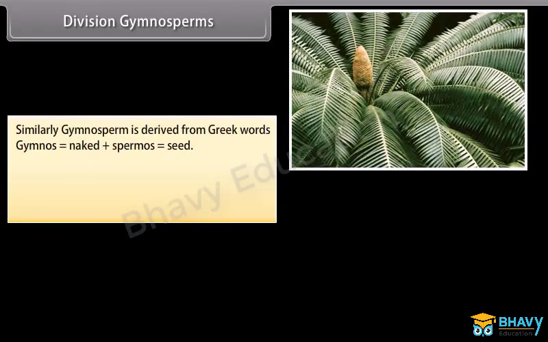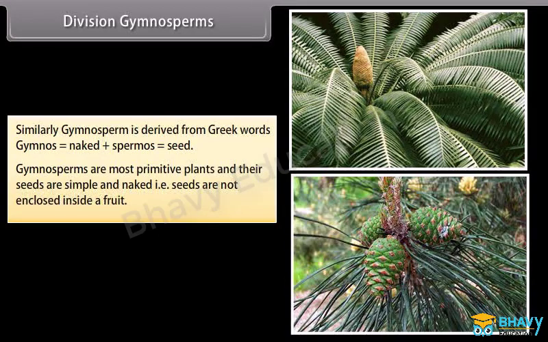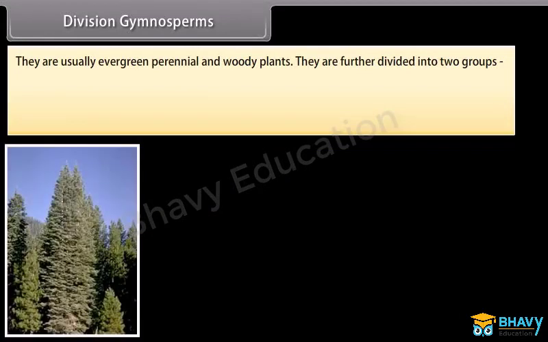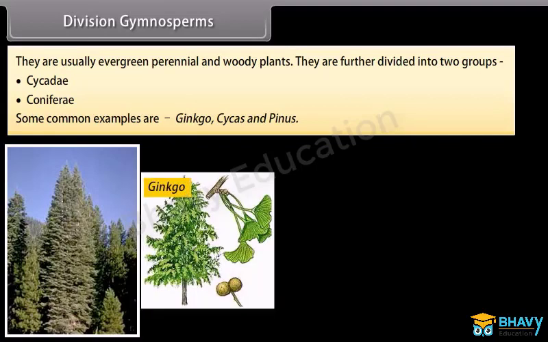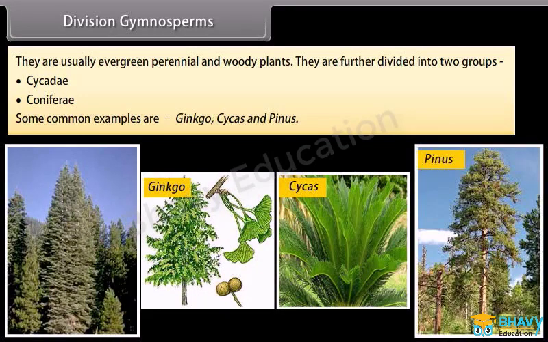Division Gymnosperms. Similarly, gymnosperm is derived from the Greek words gymnos, which means naked, plus spermos, which means seed. Gymnosperms are the most primitive plants and their seeds are simple and naked, that is, seeds are not enclosed inside a fruit. They are usually evergreen, perennial and woody plants. They are further divided into two groups: Cycadales and Coniferae. Some common examples are Ginkgo, Cycas, and Pinus.